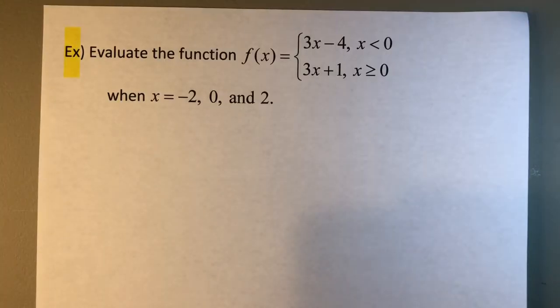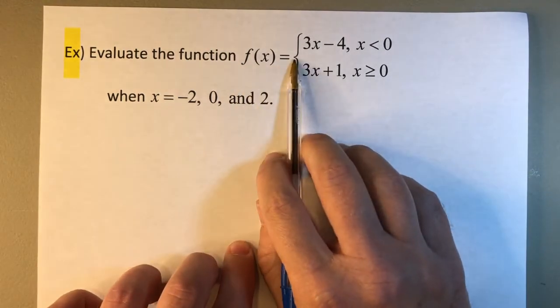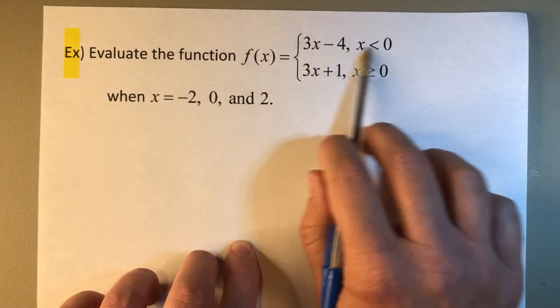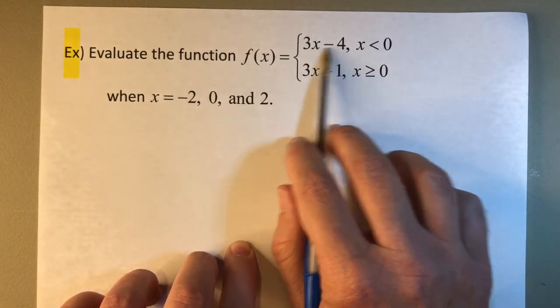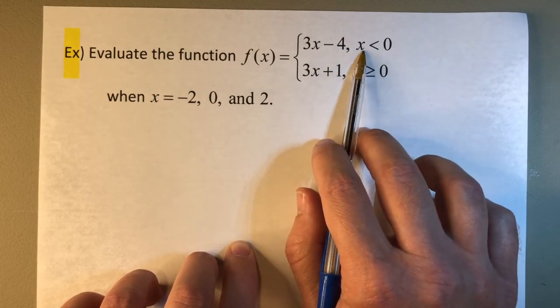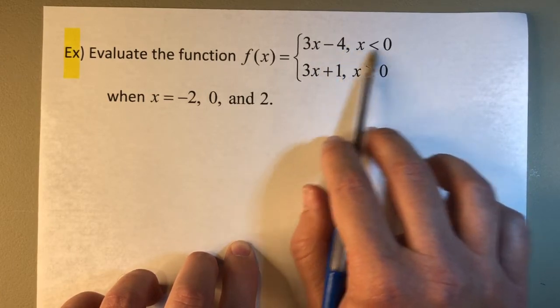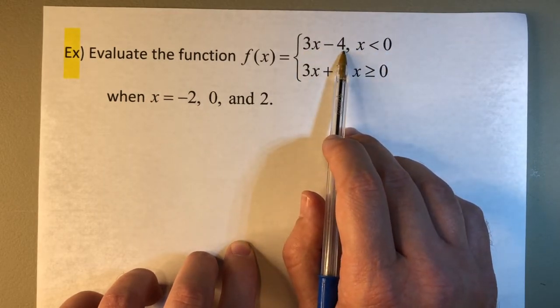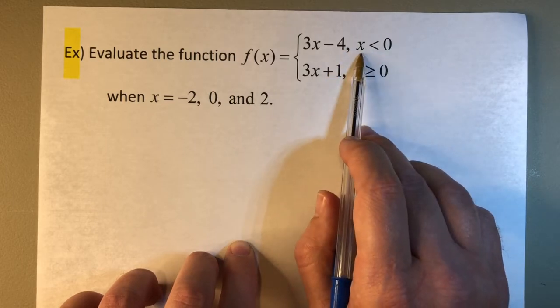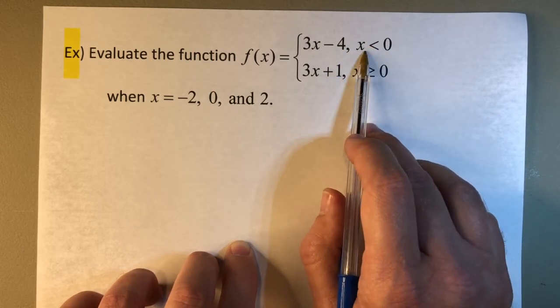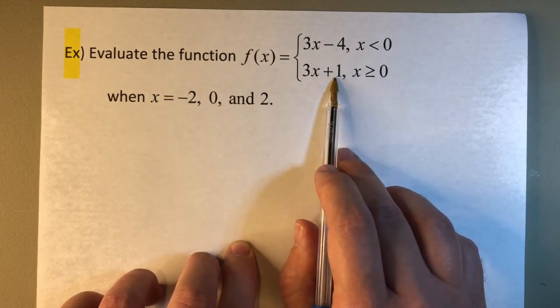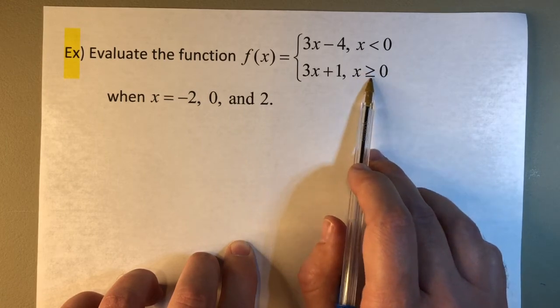All right, the next example deals with what is called a piecewise function, because this function f consists of two or more pieces. Each piece is defined by an expression in terms of x, and also a restriction with respect to the domain of x. So this expression, 3x minus 4, only exists, only is true, if the value of x is less than 0, so if x is negative. This piece, 3x plus 1, only exists when x is greater than or equal to 0.